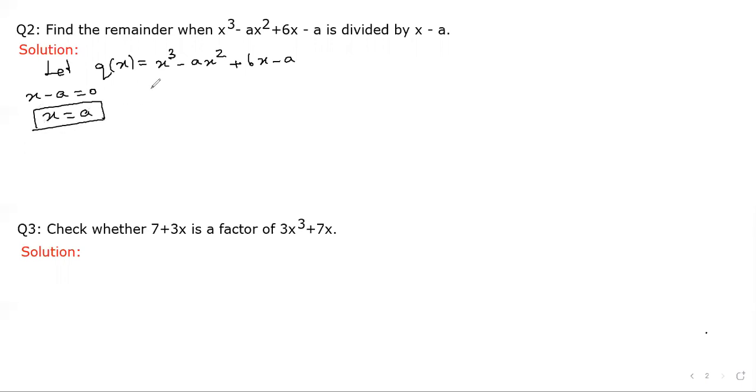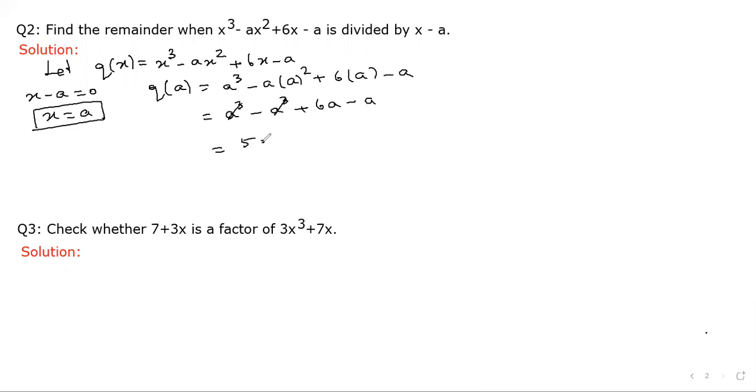Now I've taken this q of x as this polynomial x cube minus a x square plus 6x minus a. So here in the place of x just replace a. So it will be a cube minus a times a square plus 6 times a minus a. So just solve this. A cube minus a into a square is a cube, plus 6a minus a. So this a cube, positive and negative, will get cancelled. So 6a minus a is 5a. So this is the corresponding remainder of this polynomial.